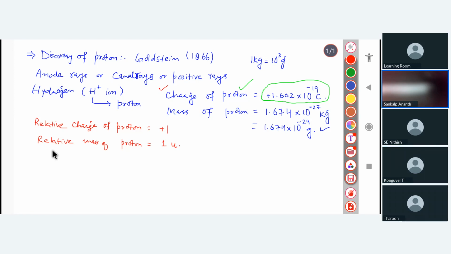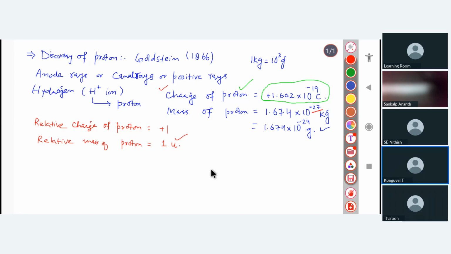The mass of an electron is 10 to the power negative 31, right? Exactly, negative 31, so that is very, very small, but the proton's is negative 27. So it is a little bit higher than the mass of an electron. That's why it is not neglected. It is taken as 1.